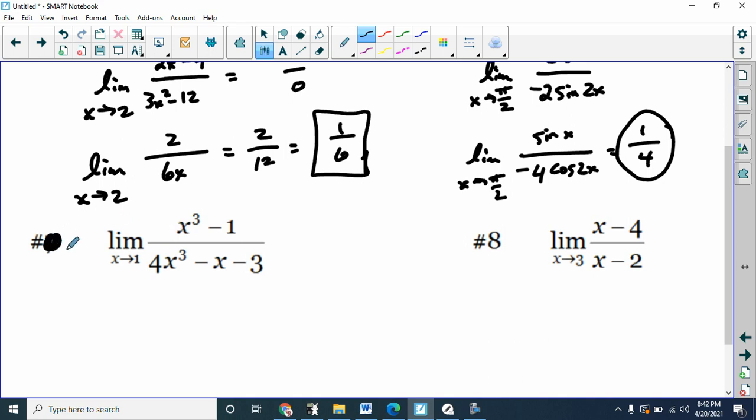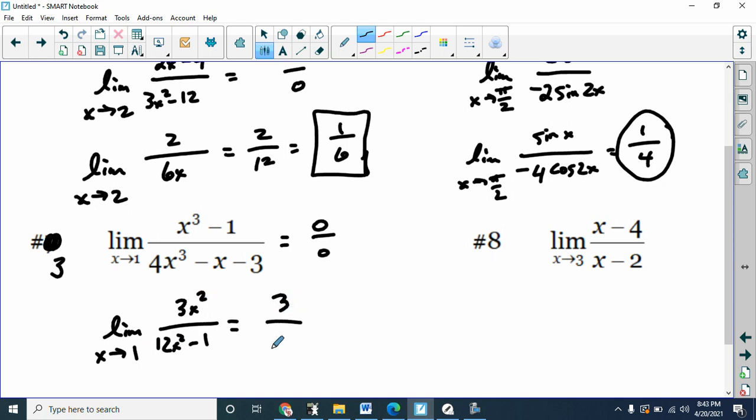Number 3, substitute the 1 in, gives me 0 on the top. 4 minus 1 minus 3, 0 on the bottom. We can use the L'Hopital's rule. 3x squared over 12x squared minus 1. Derivative of the top, derivative of the bottom. Try again. Here I get 3 over 11, which is not indeterminate form. That is my answer.